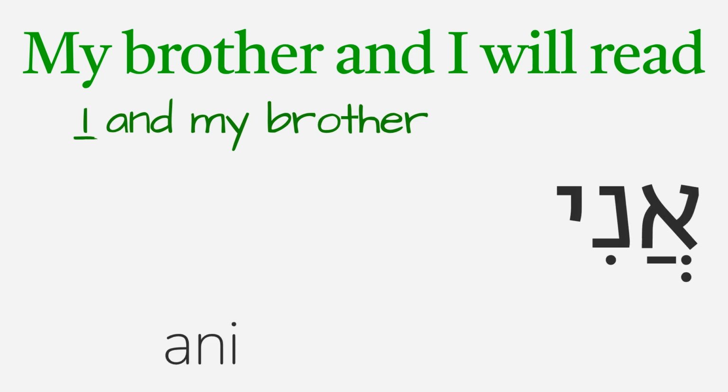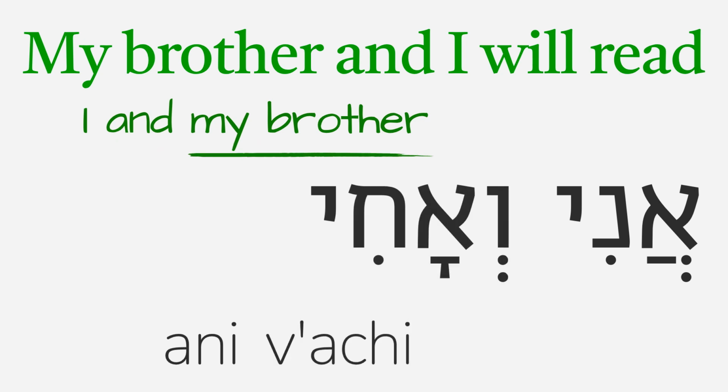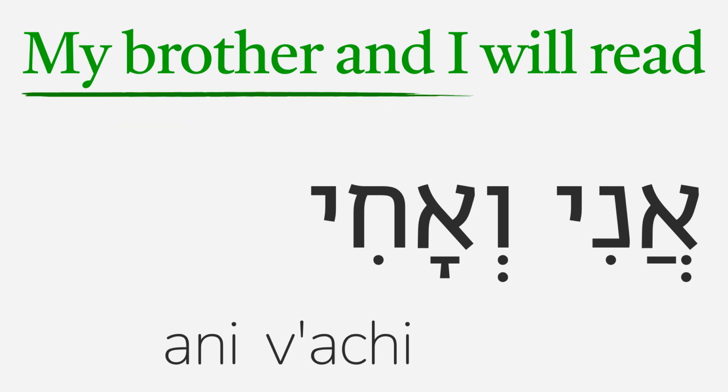In Hebrew, it is more natural to say, I and my brother will read. So first, we will say, ani, I. Then, and is v, and my brother will be achi, which is the word ach, brother, with the i suffix, which means my. Ani va'achi, my brother and I.